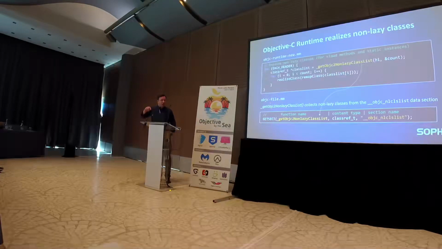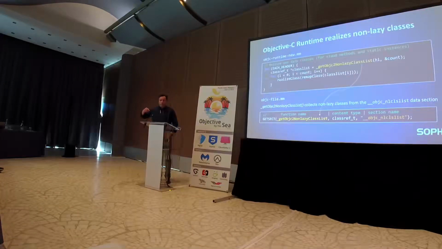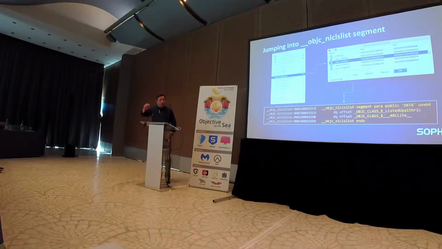That function itself you can see in another source code file. It's right here. You can see the macro where it obtains the list of non-lazy classes from the section called __objc_nlclslist, where NL stands for non-lazy and CLS stands for class list. That's the name of the section. Now let's find that section within the executable file. In IDA, go to the list of all the sections, find that particular section right here, and proceed to it.